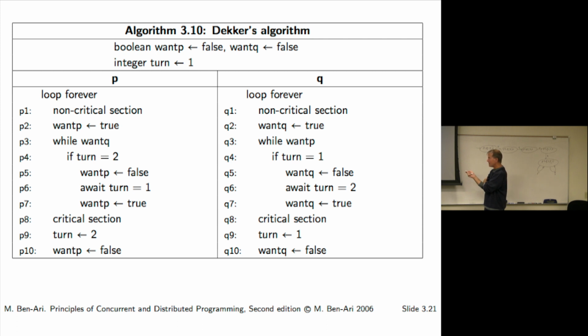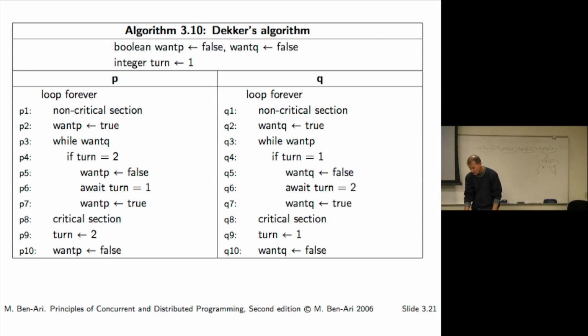And eventually, what's going to happen here? Eventually want Q is going to be false. Because it's going to get set to false right here at Q5, and then he's going to wait. Do you see how that works? We can prove that eventually that will happen. And when that happens, he will get into his critical section. And by symmetry, the same thing works the other way. Here we do want P gets false and want P gets true, but in between these two things, we have this await turn. And it's symmetric.